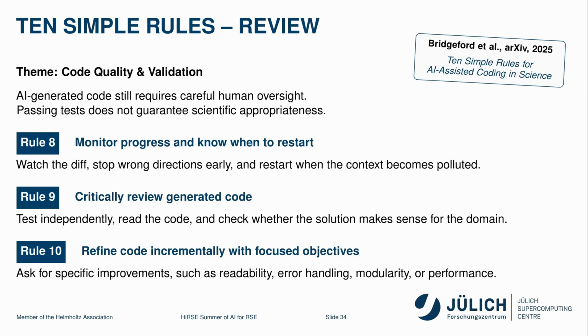Rule 9 is to critically review generated code. Really test independently, read the code, and check whether the solution makes sense for the domain. And rule 10 is to refine code incrementally with focused objectives. Do not simply go to the agentic AI tool and say, "improve my code," but really ask for specific improvements such as readability, error handling, modularity, or performance.